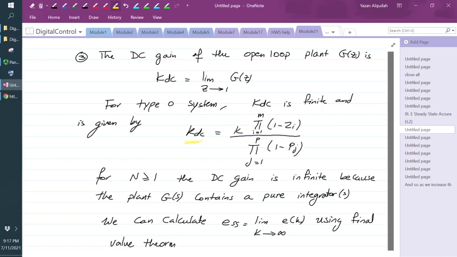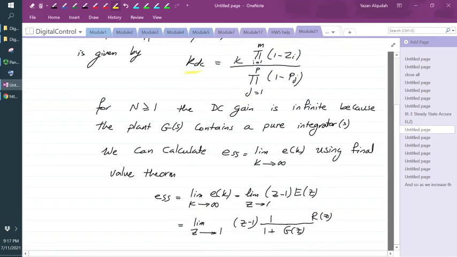So therefore, we can calculate the steady state error as the limit as k goes to infinity of E of k using the final value theorem. What is the final value theorem? From Z transform properties, the final value, E steady state, is equal to the limit of E of k as k goes to infinity, which equals the limit as Z goes to 1 of Z minus 1 multiplied by E of Z. This is the expression for the final value theorem.